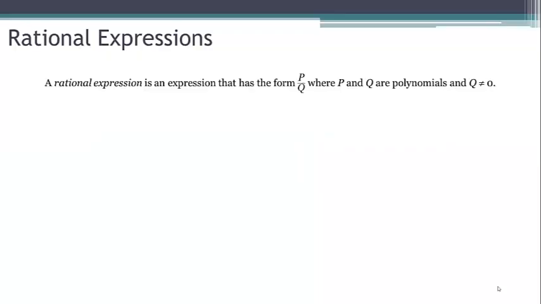So before we start talking about properties and solving equations and all the other things that we do in algebra, we need to be clear about what exactly it is we're talking about. And what we mean by a rational expression is a special kind of fraction. It's a fraction where the numerator and denominator are both polynomials. For example, x squared plus 1 over 7x. That's a rational expression. These polynomials can get as complicated as we want them to be, as long as there's one on the top and one on the bottom.